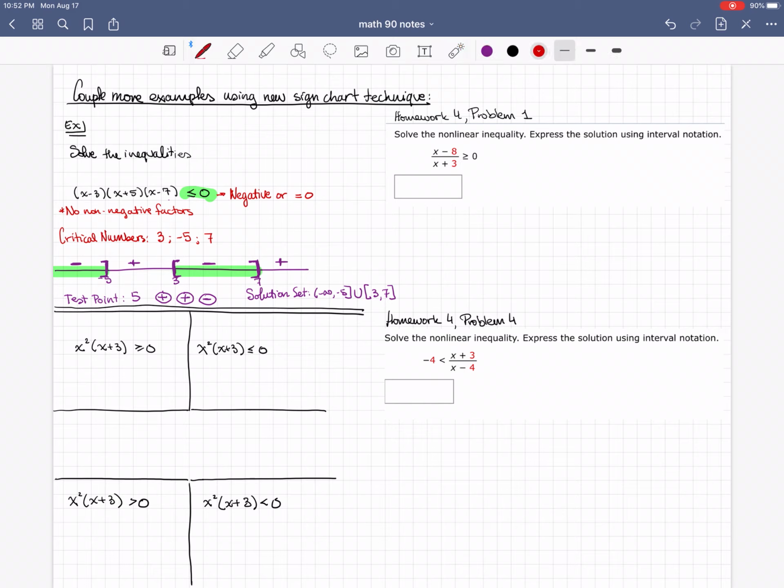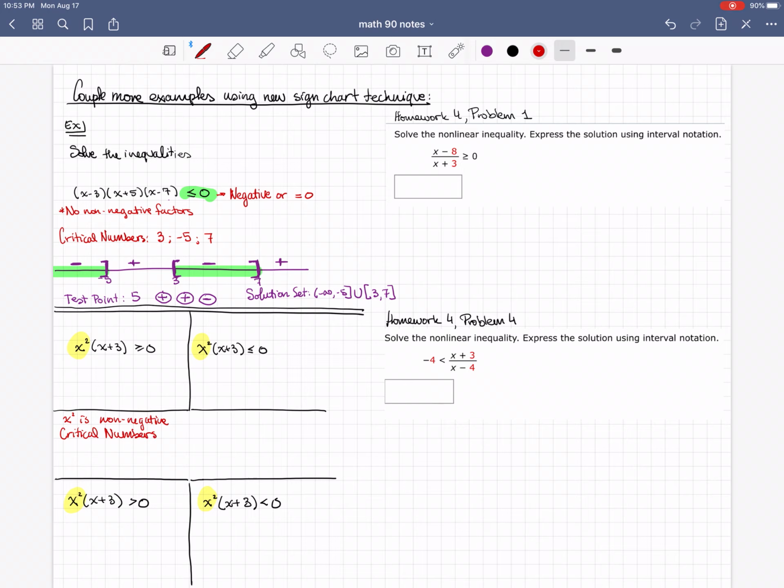So first things first, we have a non-negative factor. X squared is non-negative. This is big, right? So I'm going to get out my yellow highlighter. That's how I've been indicating this before. So x squared is a non-negative factor, so that's going to be really important. The critical numbers, well, there's only 2 of them.